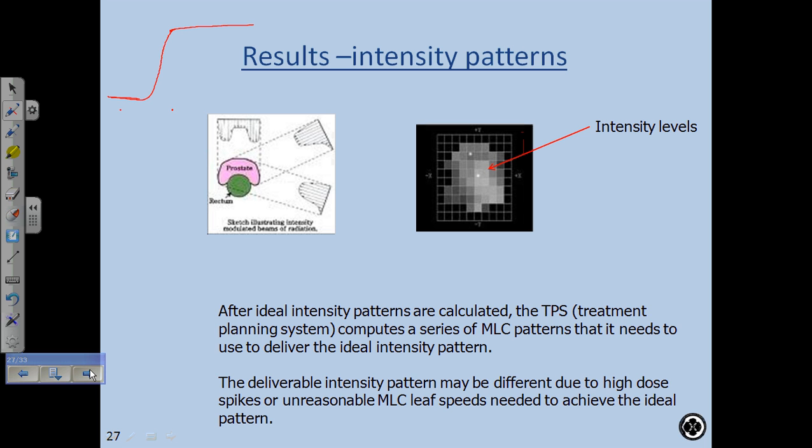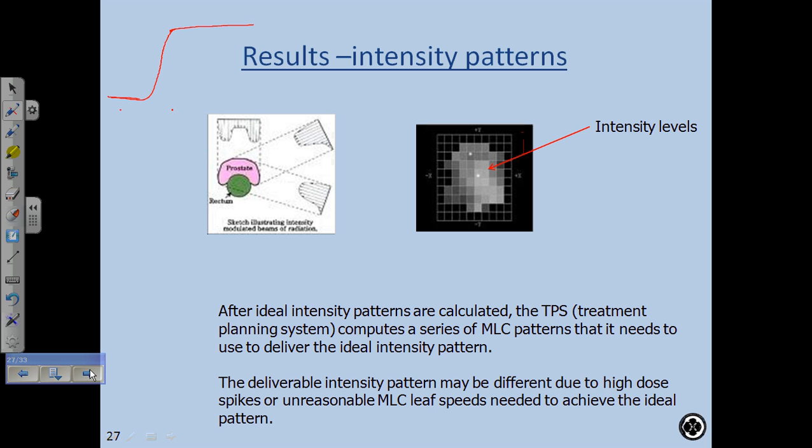And I believe with Eclipse, you can see the ideal and deliverable. Hopefully they're not too different. The other thing it does, there are other differences besides the MLC leaf speed. There is also MLC transmission. That's not included in the ideal fluence, but it is in the deliverable, so that changes things too. It doesn't include interleaf and intraleaf; it just has one MLC transmission. The other thing it includes is the RFO, radiation field offset. What else? I believe the new Eclipse algorithm also includes scatter off the leaf tips. Leaf tips have some scatter contribution, and it includes that.